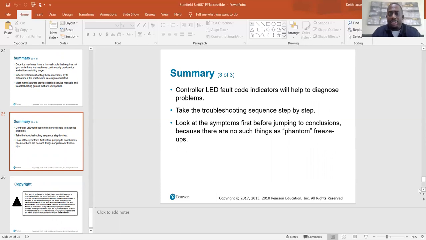Take the troubleshooting sequence step by step. And last but not least, look at the symptoms first before jumping to conclusions, because there are no such things as phantom freeze-ups. There's always a reason. You just got to take your time and look for it. Patience is one of the most valuable tools a technician can have. You just got to sit back, think, keep it simple, start at the simple stuff, and then work your way down. So anyways, hopefully that was helpful.